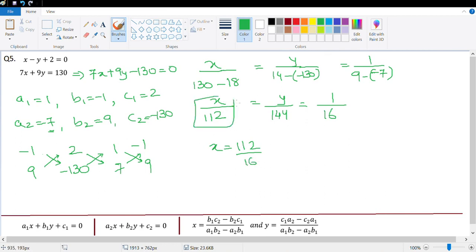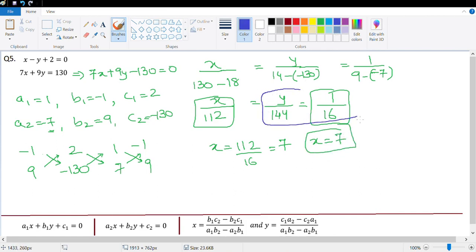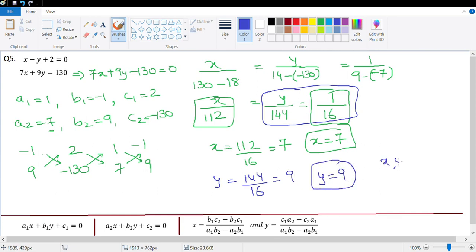I took the first term and the third term, which is 112 upon 16, that's 7, right? 70 and 42, right? That's 7, which means x is equal to 7. Next, I take term 2 and term 3. So we get y is equal to 144 upon 16. That's 9. Yes, that's 9, which means y is equal to 9. So (x, y) in the set form, that's (7, 9). That's my final answer. Good.